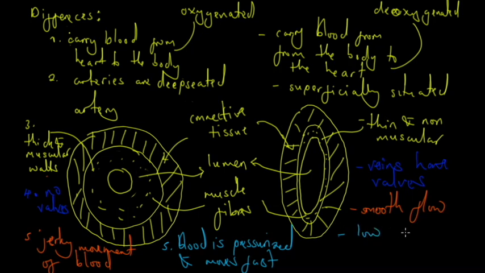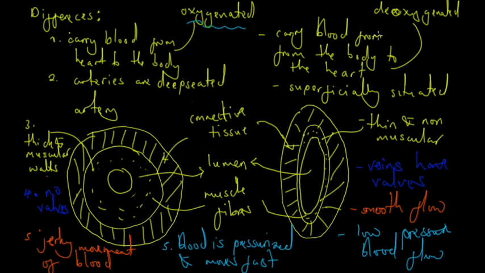Low pressure blood flow. So if you're asked why you have muscular fibers here, it's because blood is pressurized, so the arteries have to sustain the pressure. And then the other part is what we explained here.